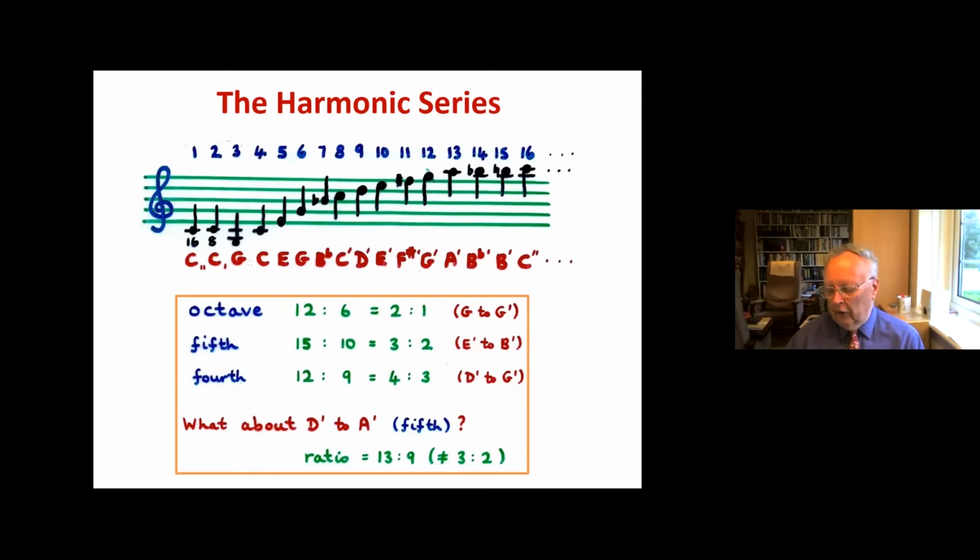But what about 13 to 9, corresponding to upper A and the D below it? That's also a fifth, but 13 to 9 isn't the same as 3 to 2. So again, we're in trouble. Later, we'll see how to get out of this difficulty, but it will be through a compromise. Basically, the Pythagorean system is flawed.